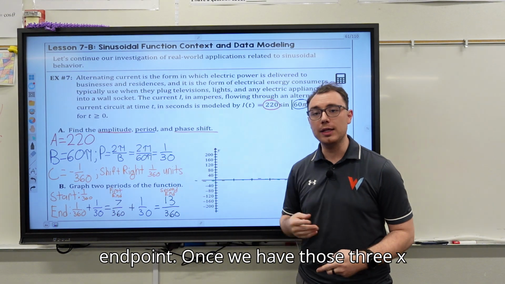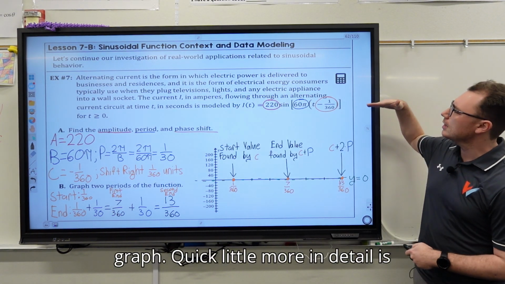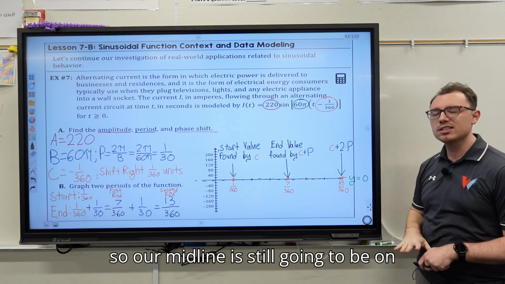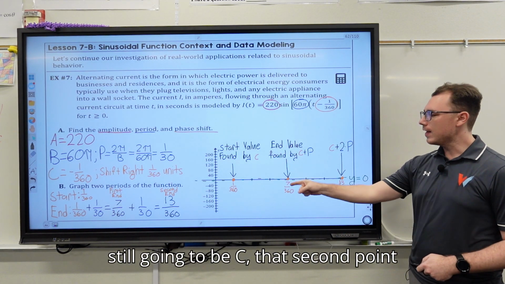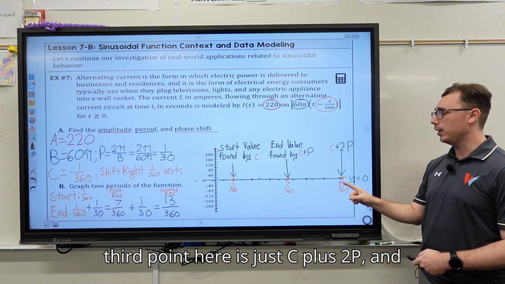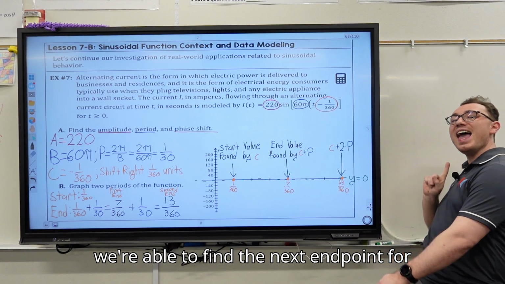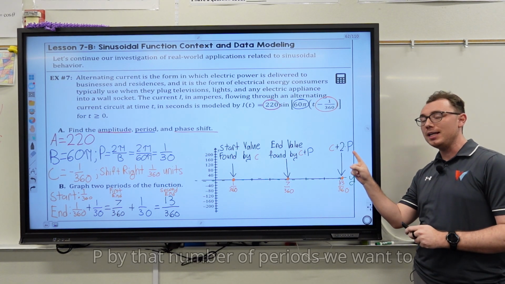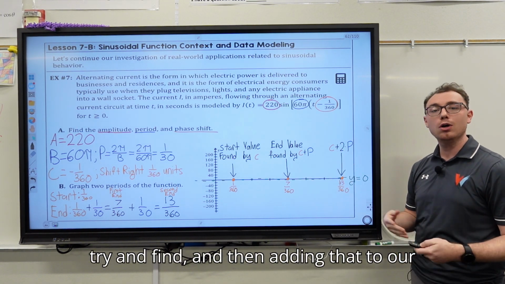Once we have those 3 x values, we're able to plot them onto our graph. A quick important detail is that our d value is equal to 0, so our midline is still going to be on the x-axis. That first point is still going to be c. That second point is just going to be c plus p. That third point is just c plus 2p. We're able to find the next endpoint for the next period by simply multiplying p by the number of periods we want to find, and then adding that to our c.